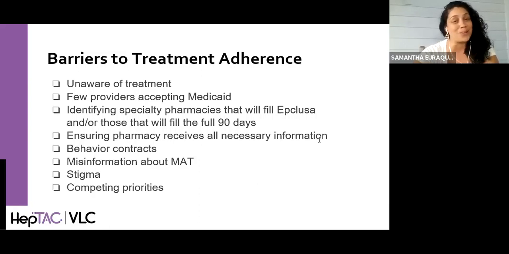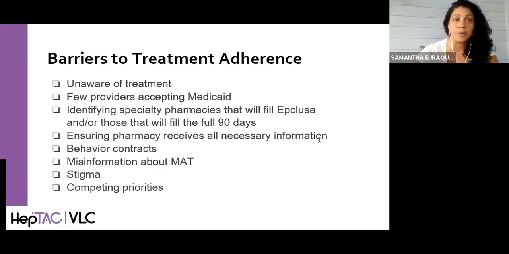Ensuring the pharmacy receives all necessary information. I cannot tell you how difficult sometimes this can be, that they're just missing a disease code, that they're missing some other information and the pharmacy can't fill it. And that's a real big point where people will just fall off and say, this isn't worth it, especially those people who are not experiencing any issues.